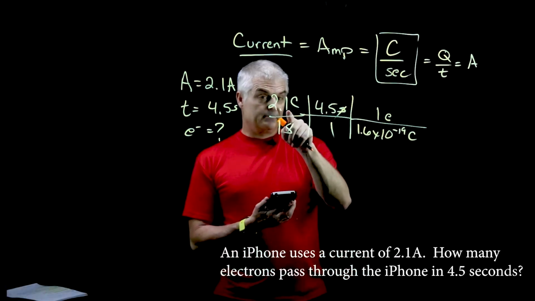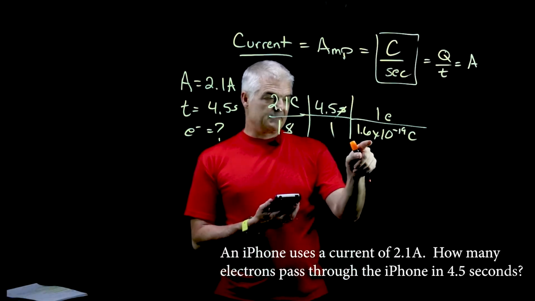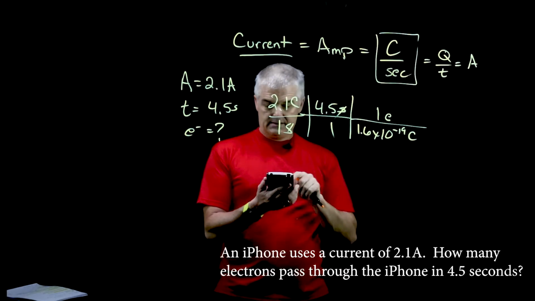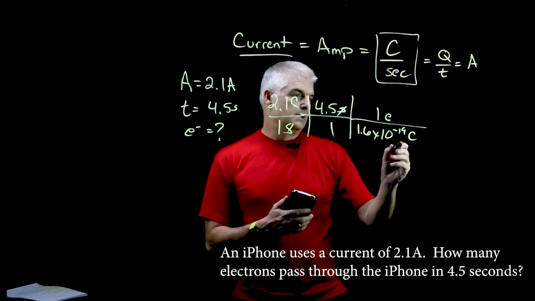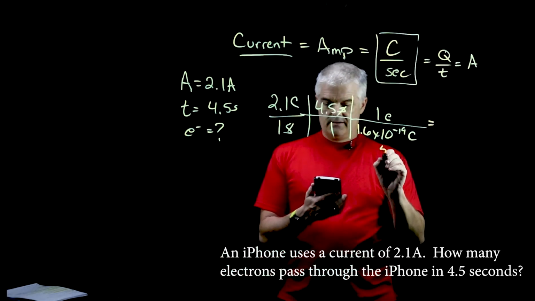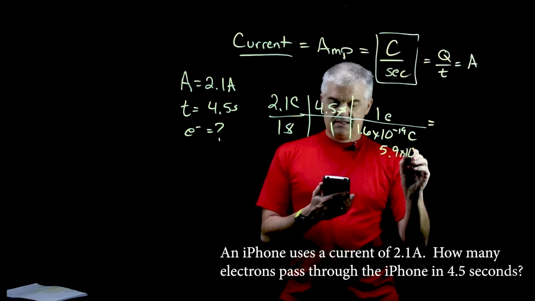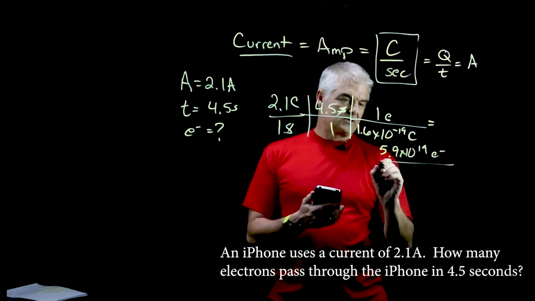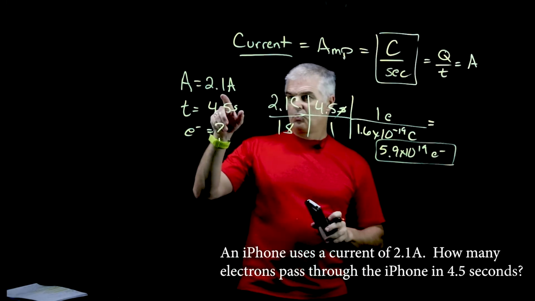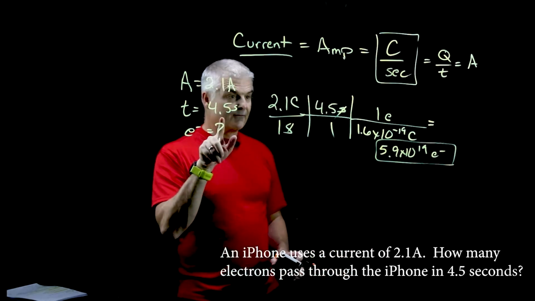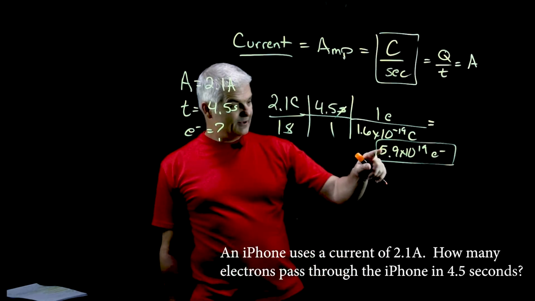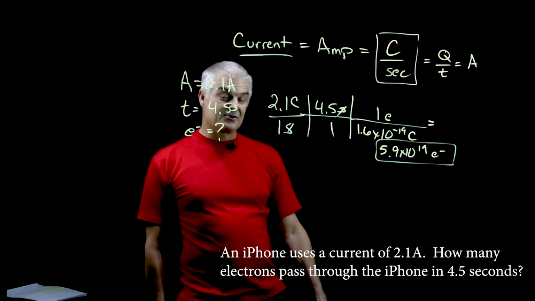So I'm going to get my calculator out and multiply 2.1 times 4.5 divided by 1.6 times 10 to the minus 19th. And that gives me 5.9 times 10 to the 19th electrons. So if you've got a current of 2.1 amps in your iPhone for 4.5 seconds, that's how many electrons are traveling through your iPhone.